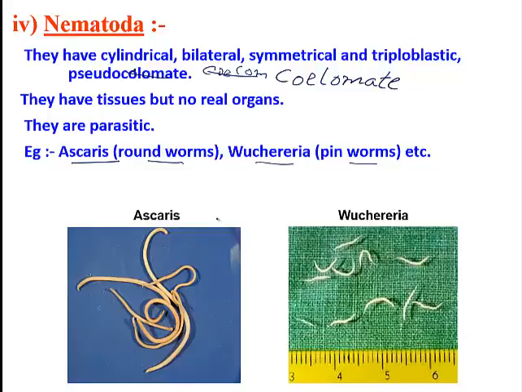Both of them are responsible for some diseases that enlarge the body organs to a much higher level, or we can say they look much swollen. And elephantiasis is due to Wuchereria bancrofti.